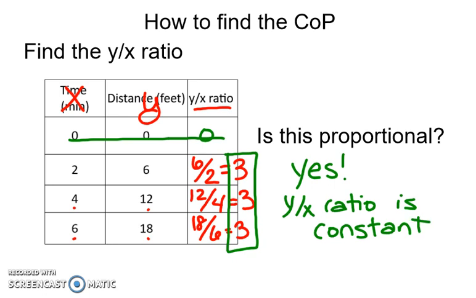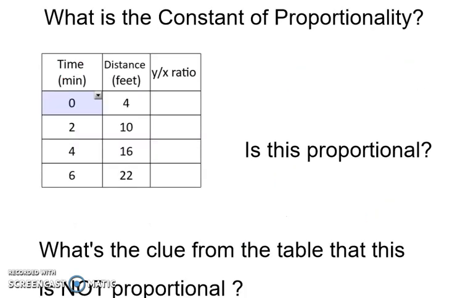And as we saw in the previous slide, if it's proportional, our COP, constant of proportionality, will also equal our constant rate of change. Okay? Let's look at the next example. We're going to find the constant of proportionality here, if it exists. So we're going to look at that y over x ratio. 4 over 0 is equal to 0. 10 over 2 is equal to 5.